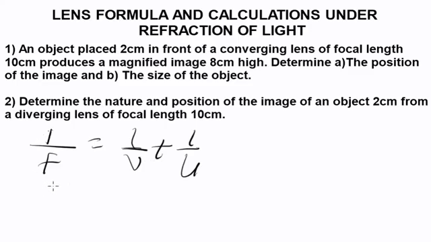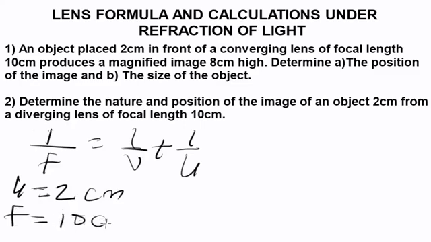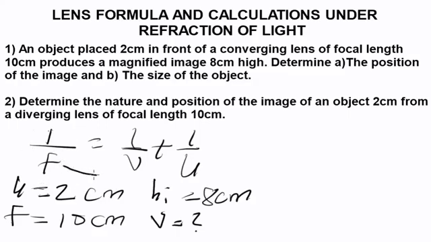In this question, it says an object placed 2 cm in front of a converging lens, so our u is 2 cm, whereas our focal length f is 10 cm. We also have, produces a magnified image 8 cm high, so our image height hi is 8 cm. We have to determine the position of the image and the size of the object. To get the position of the image, we are looking for the image distance v, which is unknown. So let's substitute the values we have for u, object distance, and focal length respectively in this lens formula.